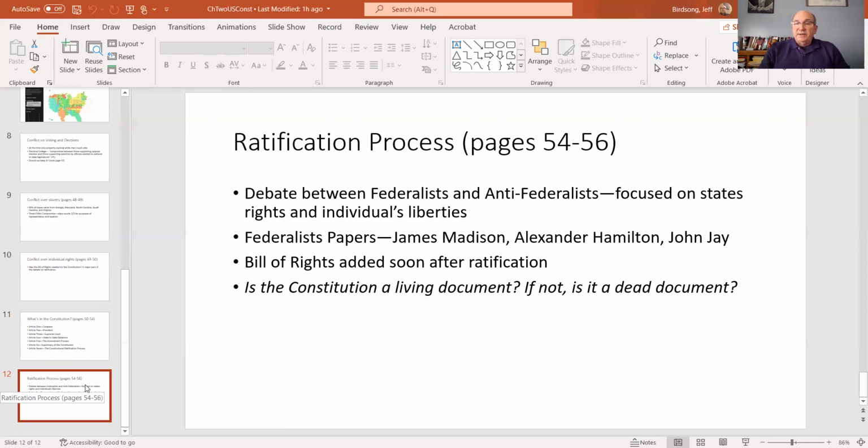And so we can see here at the end of the chapter, pages 54 through 56, a debate among the two main groups that were either for or against the Constitution, the Federalists and the Anti-Federalists, focused on states' rights and individual liberties. So the Federalists were for the Constitution, Anti-Federalists against, or at least against it in that current form. And so for the Anti-Federalists, the reason they were against it was they believed there was not enough emphasis on states' rights. And so they viewed that there was a possibility of tyranny among a central government and a few people within the central government.